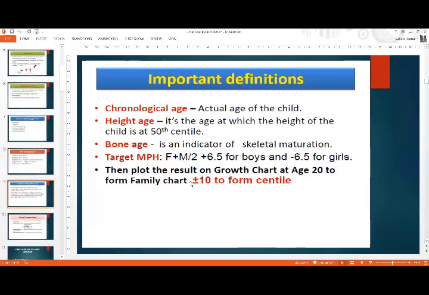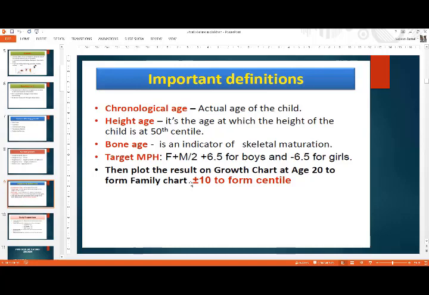Chronological age is the actual age of the child in terms of years. That is, how old is the child? 1 year old, 2 year old, 3 year old, 4 year old. That is the chronological age. And what is height age? It is the age at which the height of the child is at the 50th centile. Whatever height the child has, the age at which that height is at the 50th centile is termed the height age. Bone age is an indicator of skeletal maturation.